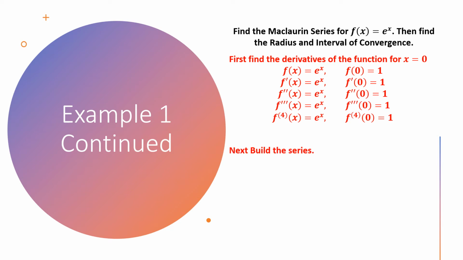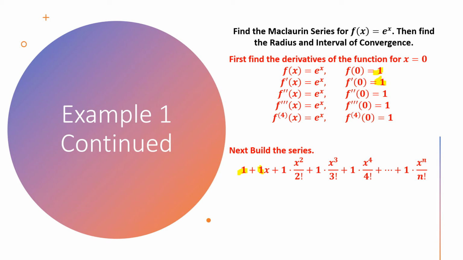Alright, so now that I have all my derivatives written out, I'm going to build my series, and I'm using that formula of the Maclaurin series from the previous slide. So I'm going to start with 1 because that's my original function at 0. And then the next one I'm going to do 1 times x over technically 1 factorial, but again this 1 is simply the first derivative.